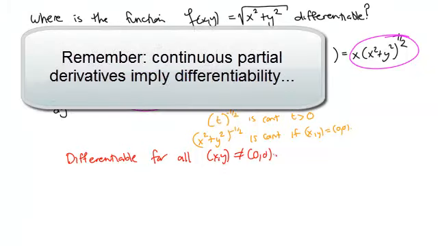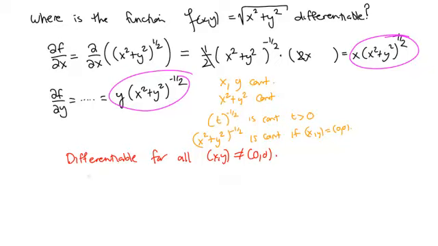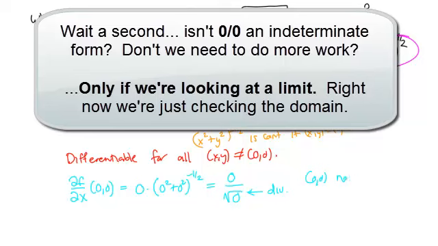But what about at (0, 0)? Just because you're discontinuous doesn't mean you're not differentiable. But just take a look at our formulas here. If we tried to work out what the partial derivative was at (0, 0) in the x direction, we would have 0 times 0 squared plus 0 squared to the minus 1/2 power. That would be 0 divided by the square root of 0. But the minute we do a division by 0, we know that (0, 0) is not in the domain.